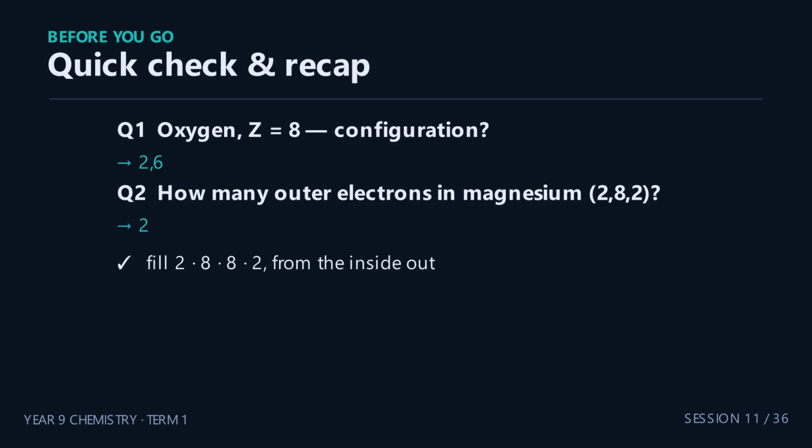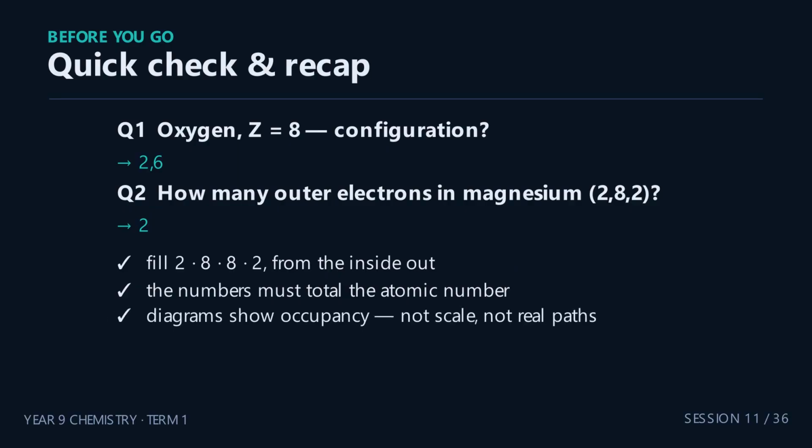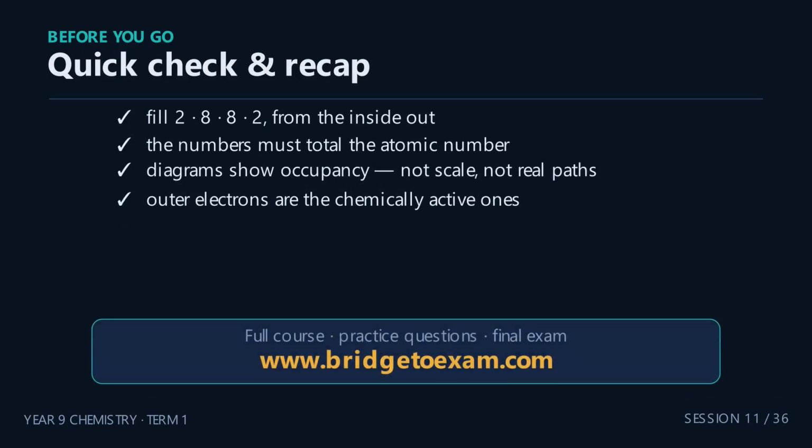Your recap. The pattern is 2, 8, 8, 2, filling from the inside out. The numbers must total the atomic number. Diagrams show occupancy, not scale. And the outer electrons are the chemically active ones. Next session: how configurations map straight onto groups and periods.